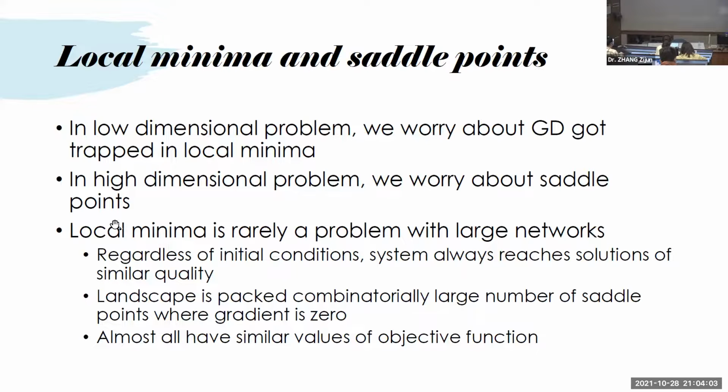So what is the big problem of deep learning compared with traditional shallow neural networks or shallow model learning? In low dimensional problems, which we usually solve with shallow models, we worry about gradient descent getting trapped in local minima. Thus, we developed stochastic gradient descent. But we find that even in high dimensional problems, stochastic gradient descent loses its function. Why? Because a new problem called saddle points shows up in a deep learning scenario.